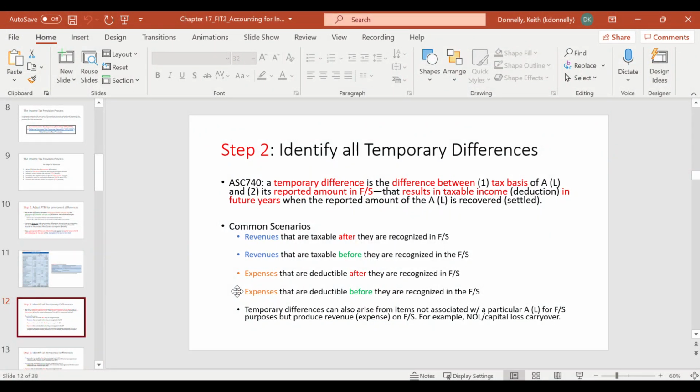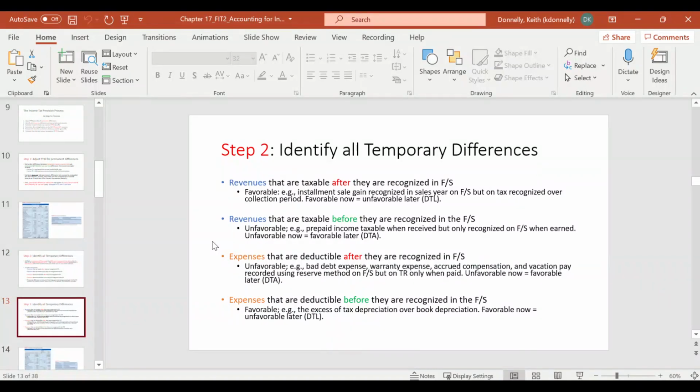So basically the idea here with the temporary difference, it's the difference between the tax basis of an asset or liability and its reported amount on the financial statements. It's basically in the future going to result in taxable income when reported as an asset or if it's a liability as settled. So what are some common scenarios here? So we can look at these. They're more specifically broken out here from temporary differences.